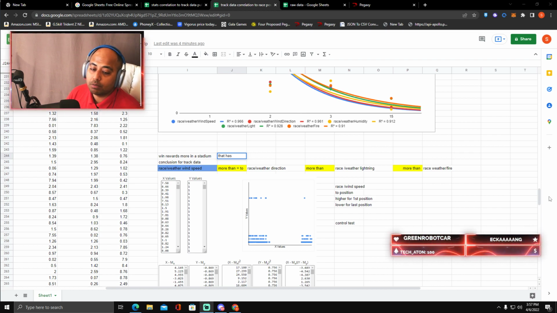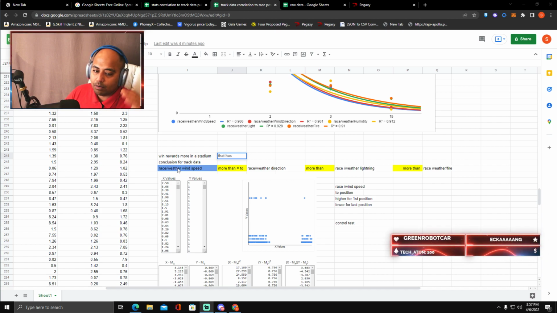And that was going to be your race, weather, wind speed, race, weather, wind direction, then race, weather, lightning, and then race, weather, fire. For me, I'm using a 60% keyboard and I do not have the more than and less than signs for some reason, so I've written it down in words. Race, weather, wind speed should be more than race, weather, direction. That should be more than race, weather, lightning. And then comes race, weather, fire, and then comes humidity.